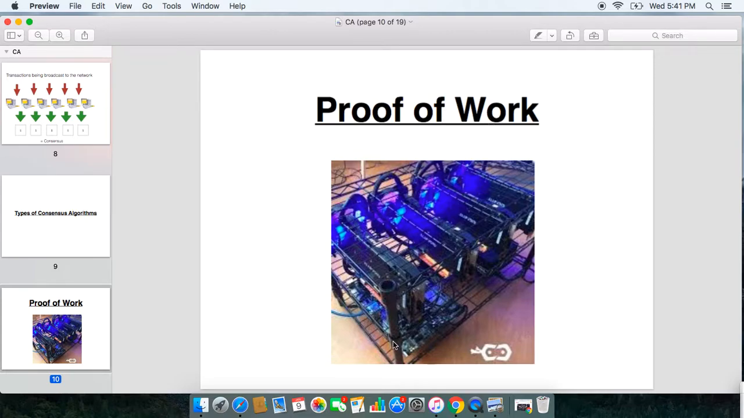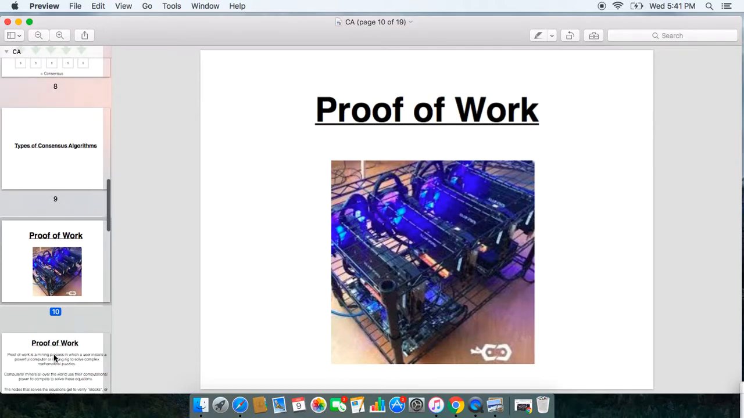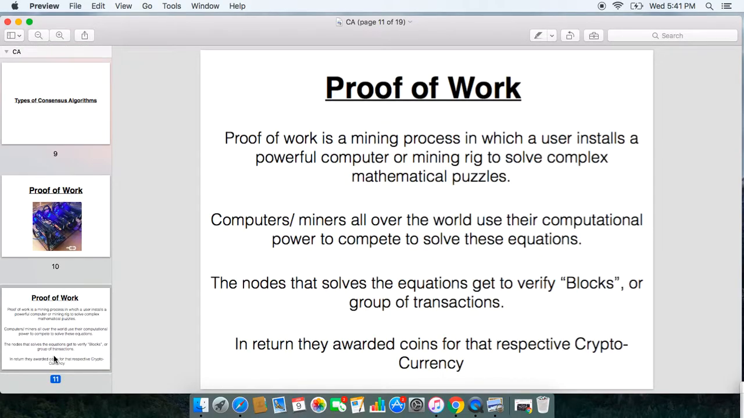But you have proof of work. So here's some machines right now. These are miners. So proof of work is a mining process in which a user installs a powerful computer or mining rig to solve complex mathematical puzzles. So computers and miners all over the world are using these computational powers to compete and solve equations. So the nodes that solve these equations get to verify the blocks that we just talked about, or group in transactions, and in return they're awarded coins for their respective cryptocurrency.